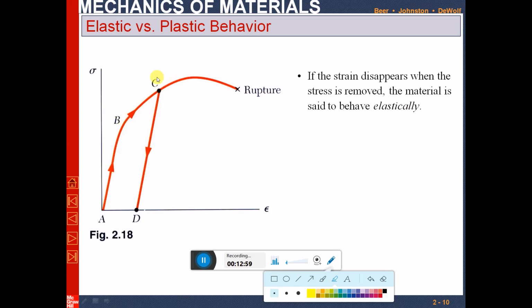What happens when we remove the force, or what happens when we unload the specimen? At location C, when we remove the force, it means we have removed all the stress. It will follow this curve to reach a point D on the epsilon or the strain axis. What does that mean? Well, this actually means the loading in the region AB is elastic. The loading between the region BC is plastic, whereas the unloading from location C to D is completely elastic.